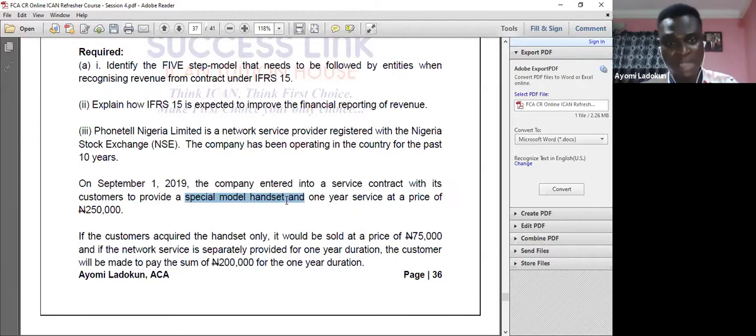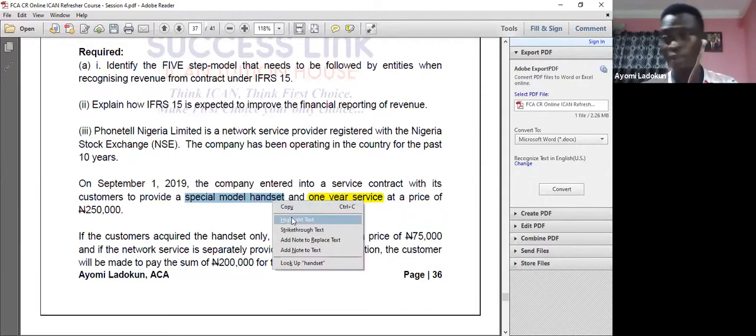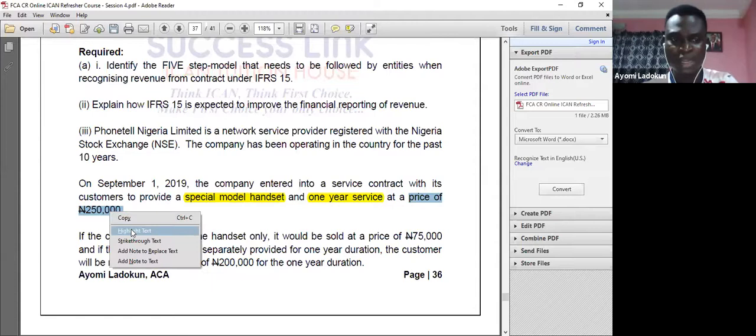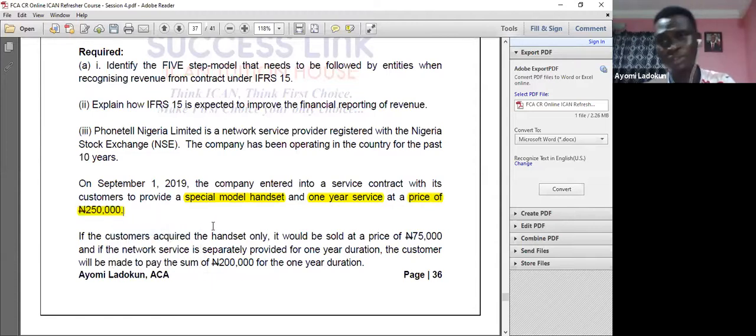A special model asset and 1 year service. Can you see that? So that is my performance obligation. Okay, so that's it. I've done my step 2. Then I move on: determine the transaction price. The question will supply you at a price of 250,000. Did you see that? At a price of 250,000.